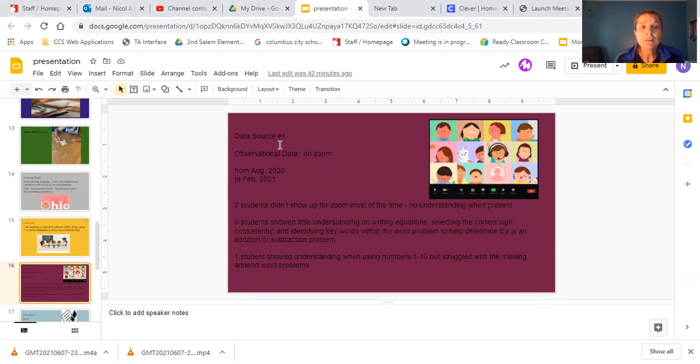Here's my data source number 1, observational data on Zoom from August to February. Two students didn't show up for Zoom most of the time, and when they were present, they did not understand the concept of writing equations, solving them, adding and subtracting. Five students showed little understanding of writing equations or selecting the correct sign consistently and identifying keywords within the word problem to help determine if they needed to add or subtract. And one student did show understanding using numbers 1 through 10, but struggled with missing addends in the word problems.